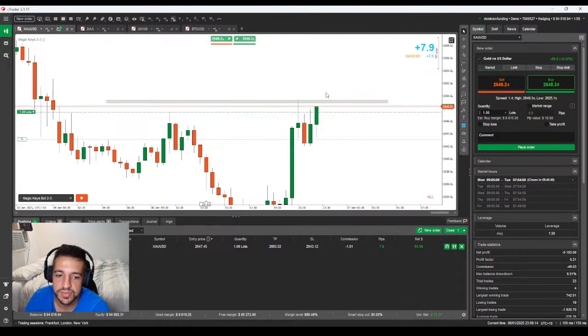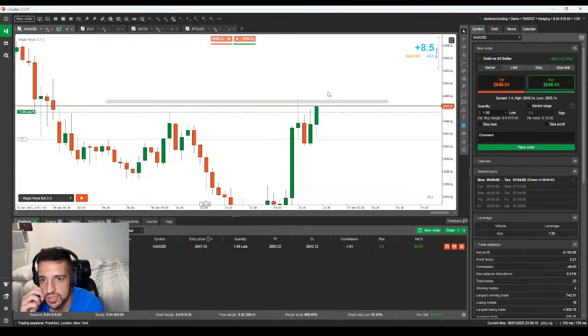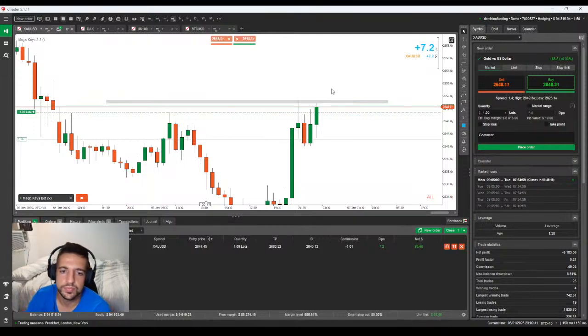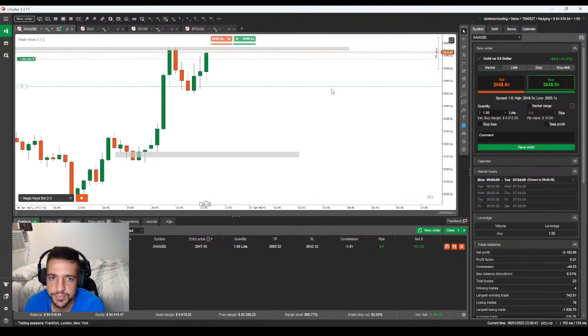At 20 pips, I will close custom, which is I think 80% or something like that. And then stop loss at entry. Time frame down.